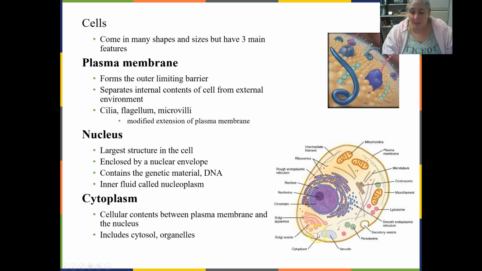So between the plasma membrane and the nucleus, we have the cytoplasm. The cytoplasm contains the cellular structures called organelles, and the fluid called cytosol. So these organelles are kind of like the little organs of the cell that do the function of the cell. And they all float around in this liquid material.